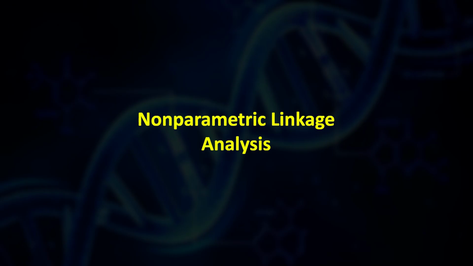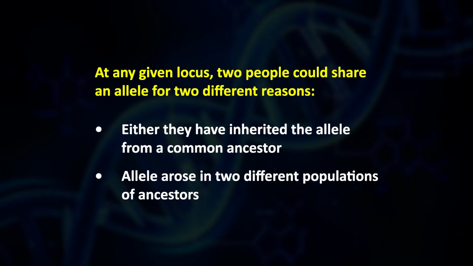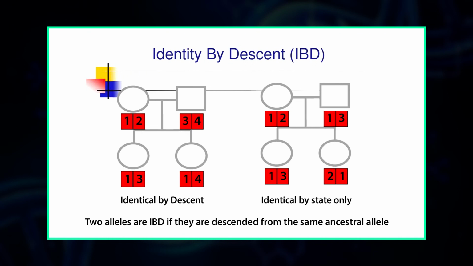Dear students, let's now understand the non-parametric linkage analysis. Non-parametric analysis is dependent on allele sharing. At any given locus, two people could share an allele for two different reasons. Either they have inherited the allele from a common ancestor, or the allele arose in two different populations of ancestors. Two alleles are called identical by state, IBS, if they exist in the same detectable form, but are identical by descent, that's IBD, if they were inherited from the same ancestor.